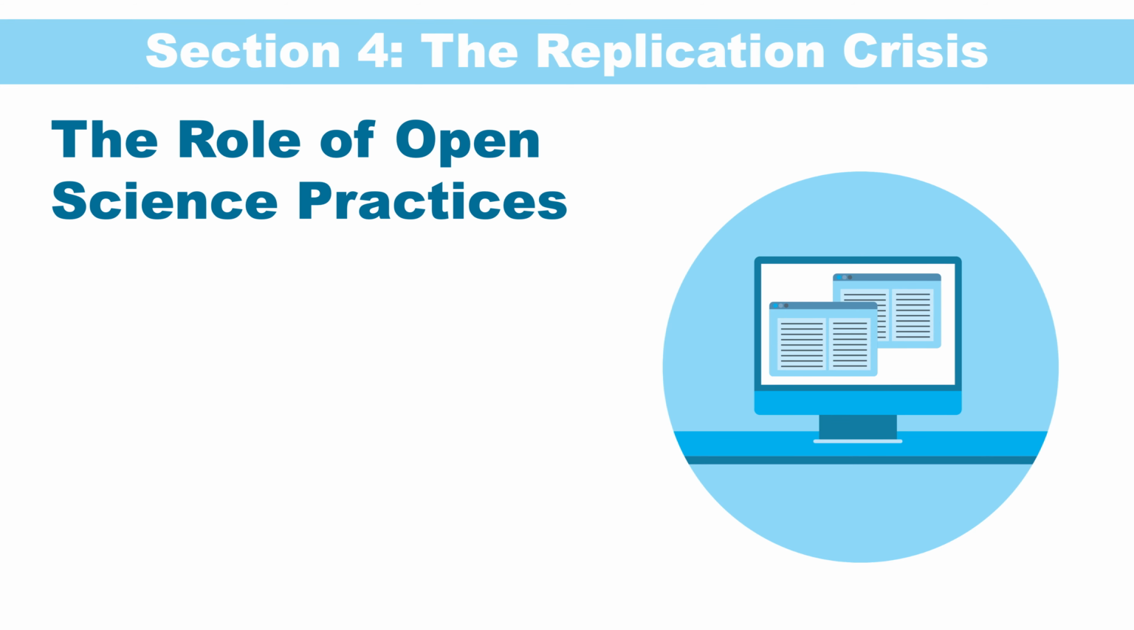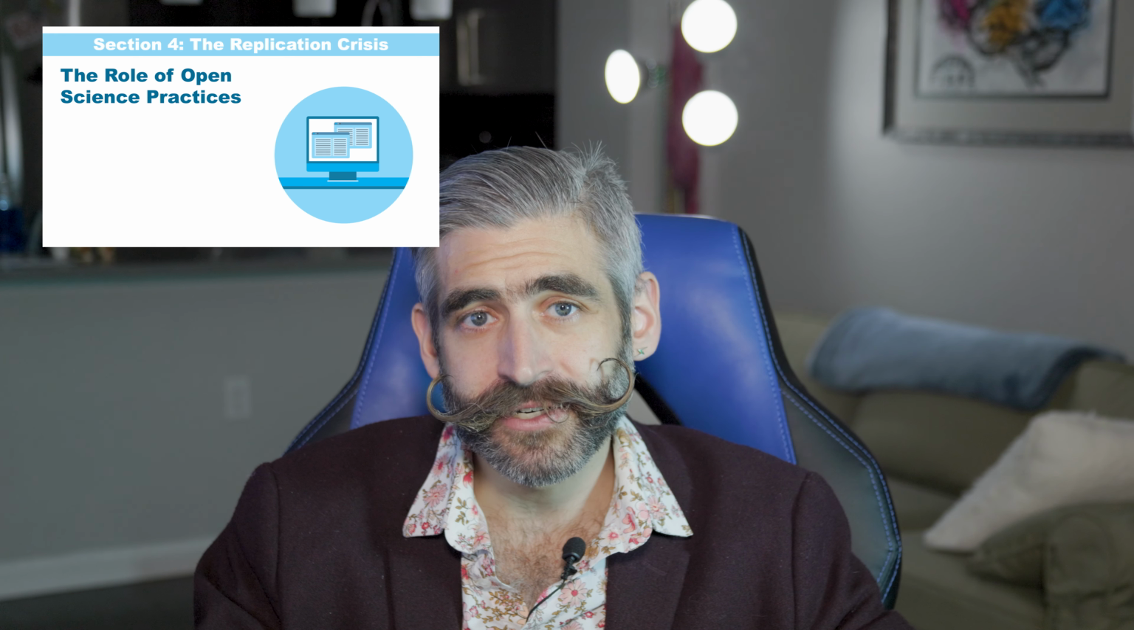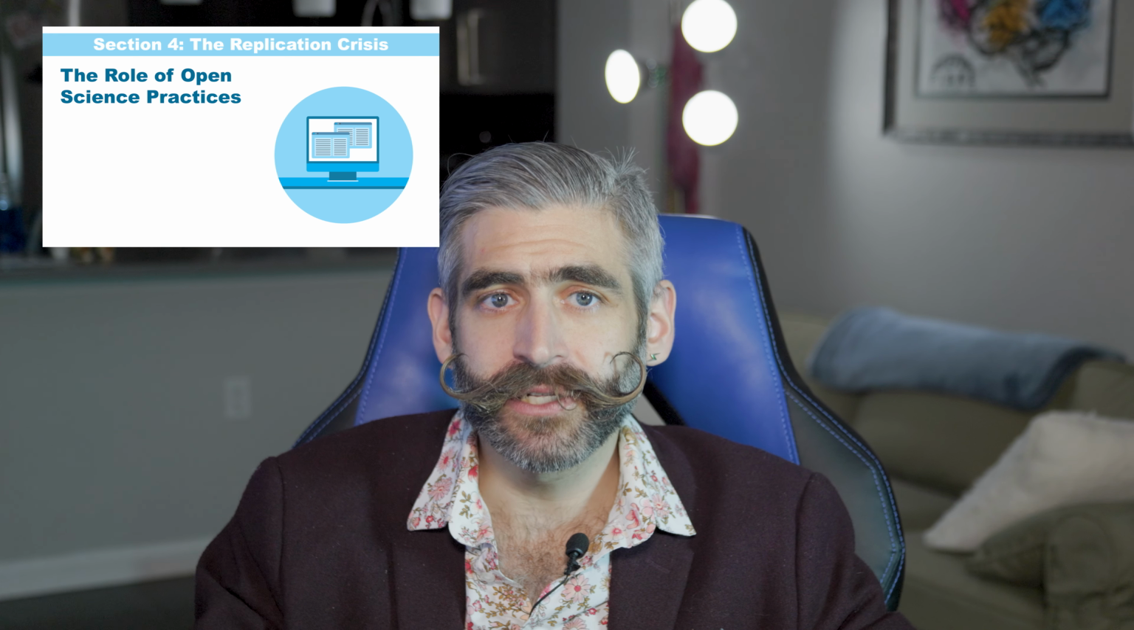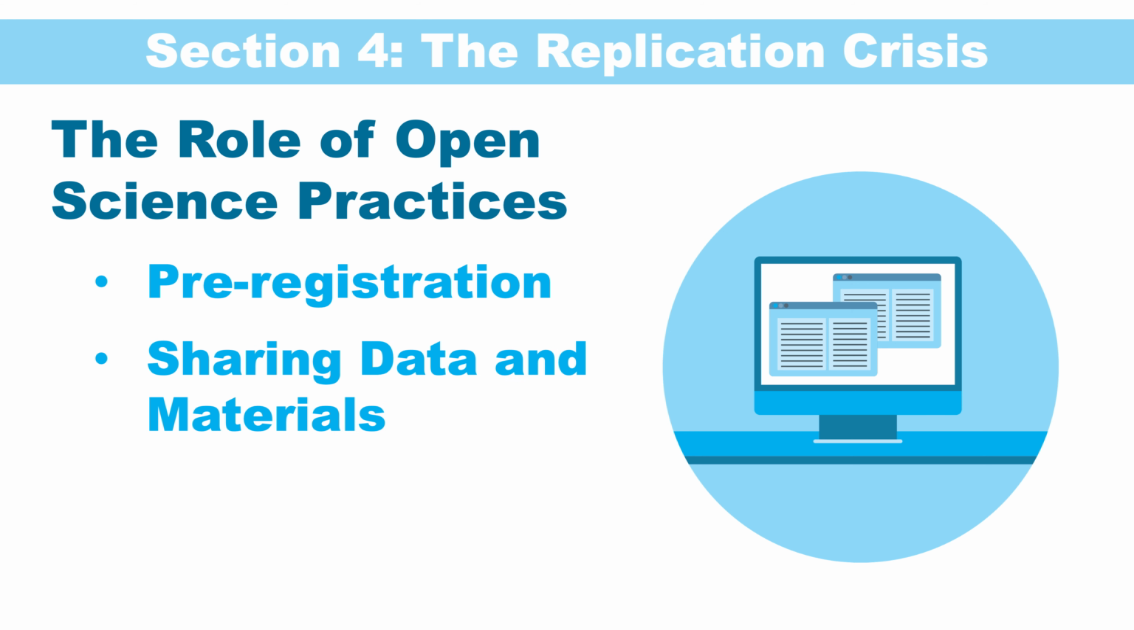To address these challenges, more researchers are embracing something called open science practices. This is a movement towards greater transparency and accountability in research. Key open science practices include pre-registration. Researchers will publicly outline their hypotheses and methods before collecting data, reducing the risk of p-hacking. It could include sharing data and materials, making raw data and study materials available for others to verify and replicate findings.